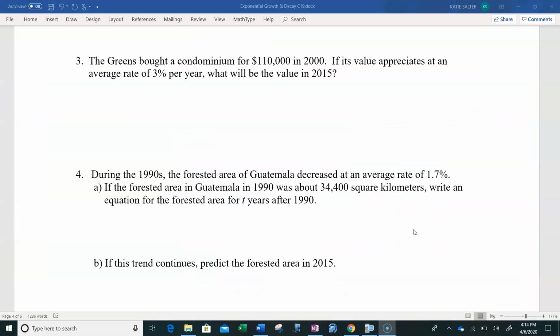Okay, let's look at these two problems. What I would like for you to do is try both of them. Just pause the video, read them and try them, and then when you're done, turn the video back on.